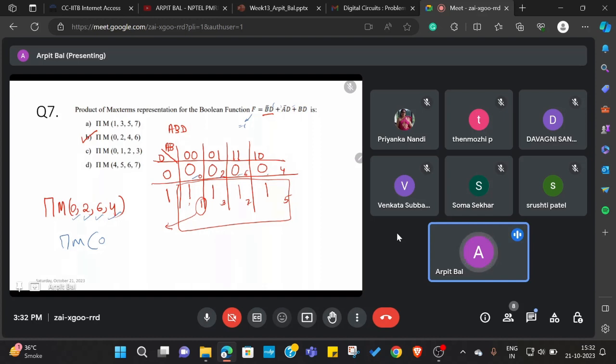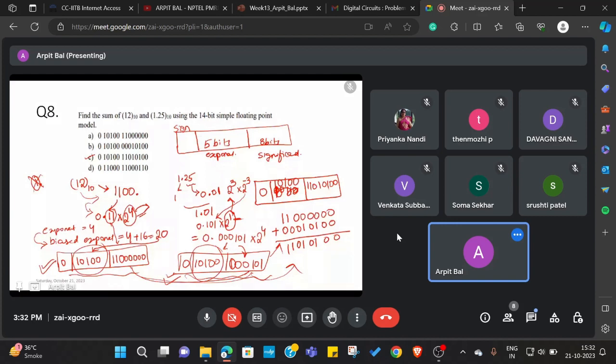And whenever a representation is given like this, where one of the variables is not present, you have to understand that this is actually A B' D plus A' B' D, and accordingly you have to fill the Karnaugh map.